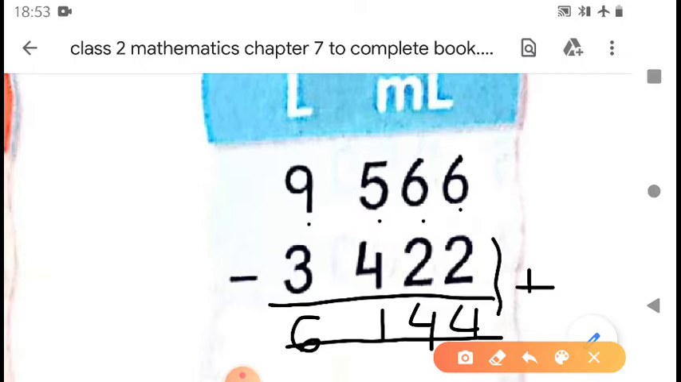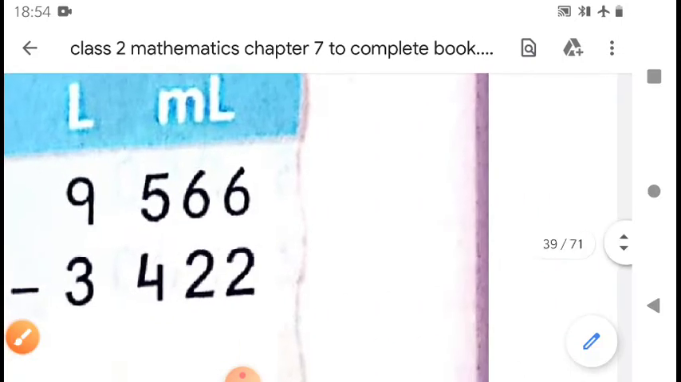That means 6 minus 4 is 2. 6 minus 4 is 2. And 5 minus 1 is 4. 9 minus 6 is 3. That means your subtraction is correct. Okay.